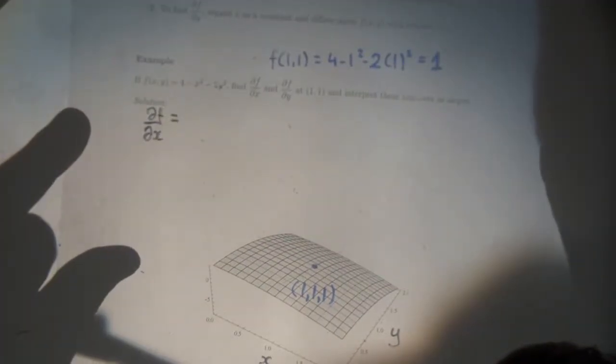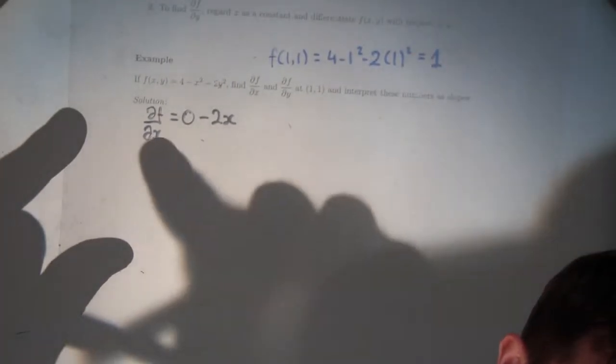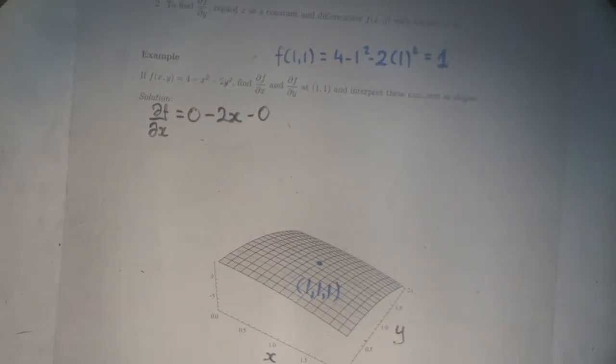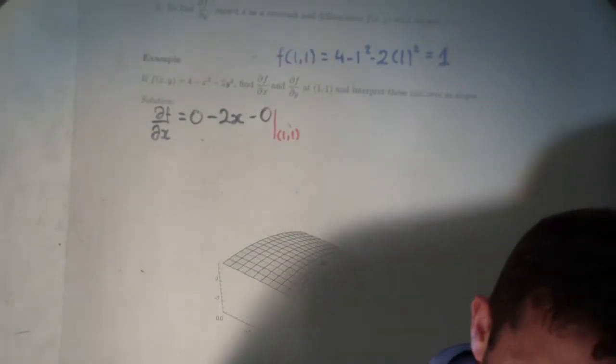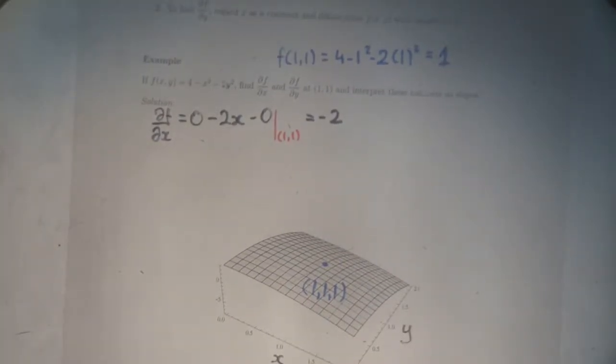What is the derivative of 4 with respect to x? What is the derivative of minus x squared? Minus 2x. And what is the derivative of minus 2y squared with respect to x? 0. Okay, so the slope in the x direction is minus 2x. If we evaluate that at 1, 1, in other words, x equal to 1 and the y doesn't come into play, we get that this is equal to minus 2. We will draw that on the surface in a moment.